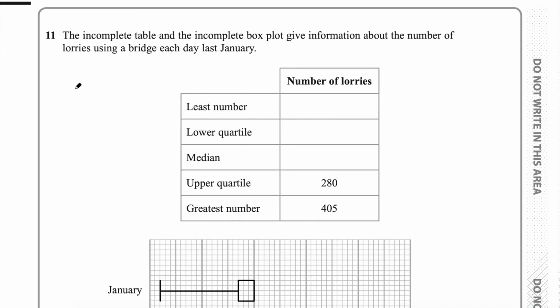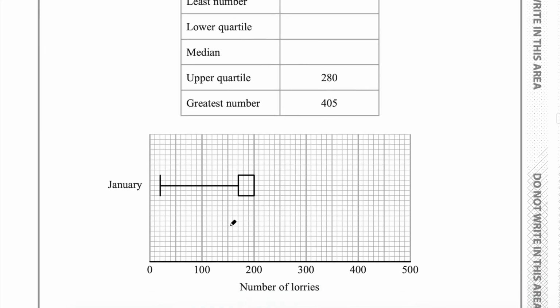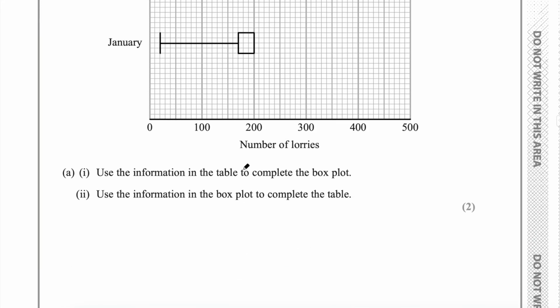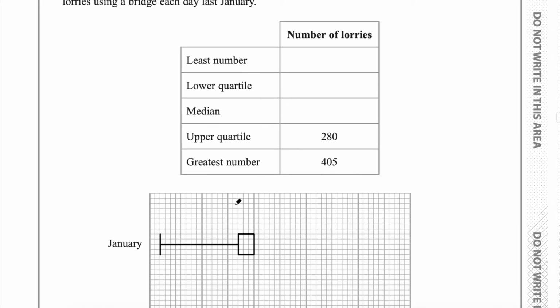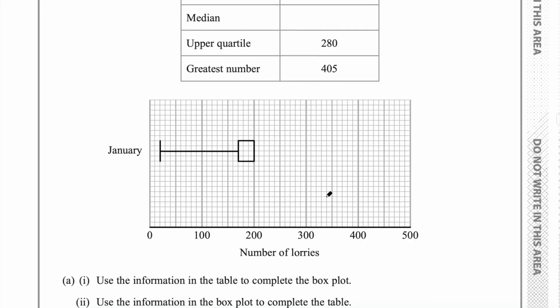Question 11 says the incomplete table and the incomplete box plot give information about the number of lorries using a bridge each day last January. Here's the table and the box plot, and part A says use the information in the table to complete the box plot. Okay, so in a box plot we have a minimum, lower quartile, median, upper quartile and maximum. So we need to write them in the table, and they've given us the upper quartile and the greatest number. So we can start with that to complete the box plot.